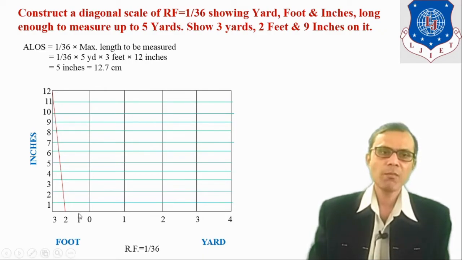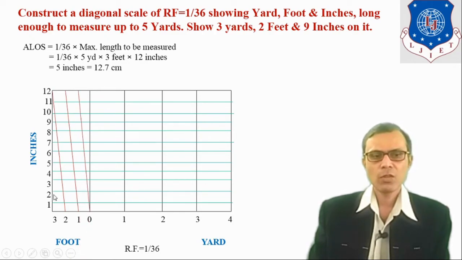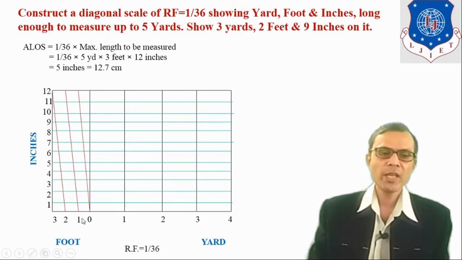Then it is division number 1. From division number 1, draw a line parallel to this previously drawn line. So it is parallel to this line. Then from division number 0. So all these lines are parallel to each other. Remember that from each and every division you have to draw these parallel lines. Now the drawing of this diagonal scale is completed. It is the first part of the question.